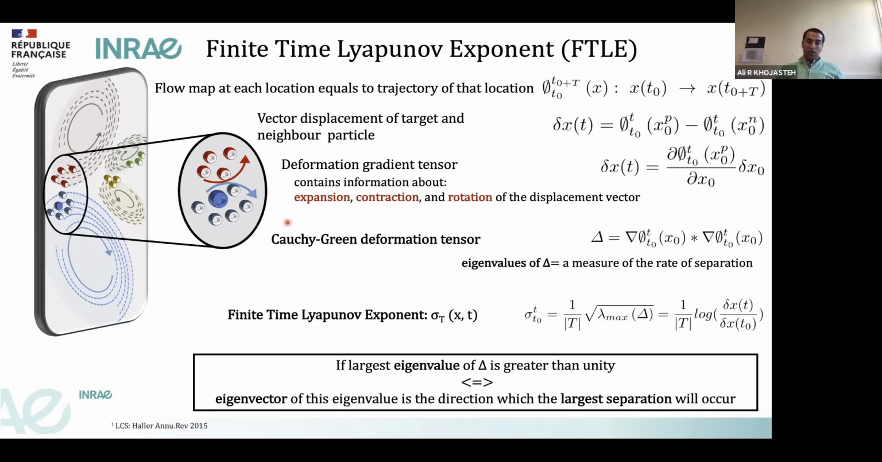At the end, I would like to say, if the maximum eigenvalue, lambda max, becomes larger than 1, this is based on FTLE definitions and what we see in Lagrangian coherent structures. If it becomes larger than 1, then the eigenvector corresponding to that eigenvalue shows the direction of separation. So this is really good news. You have information of your separation, you know the sign of separation is happening, and you know the direction of that. So this is information that we use to identify whether particles are coherent or not.